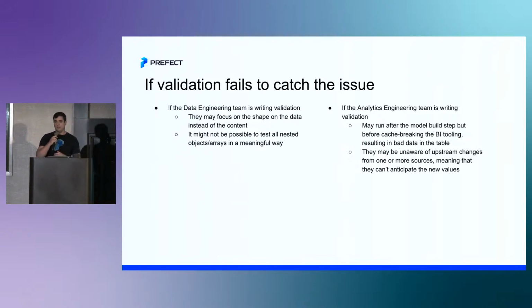Oftentimes it can be a very manual process to be writing all of these specific validation checks, depending on what tools you're using. Even if you have anomaly detection, depending on how long it's been running, it may not be trained up yet. So you can run into some issues where, upstream, you may be focusing on the shape of the data instead of content, or it may just not be possible to test all of the things in a reasonable amount of time.